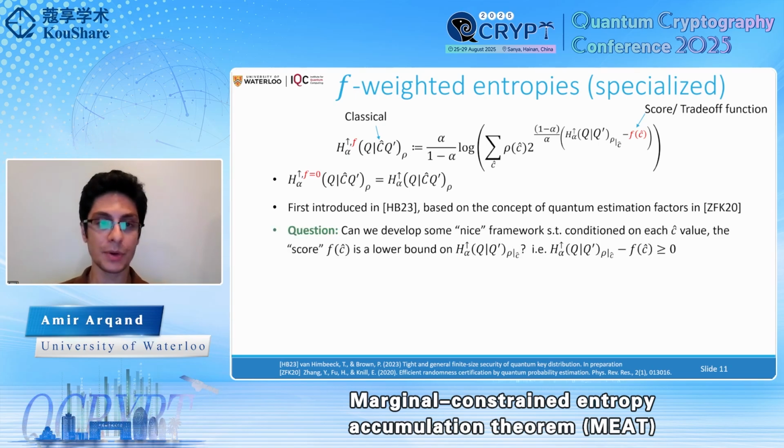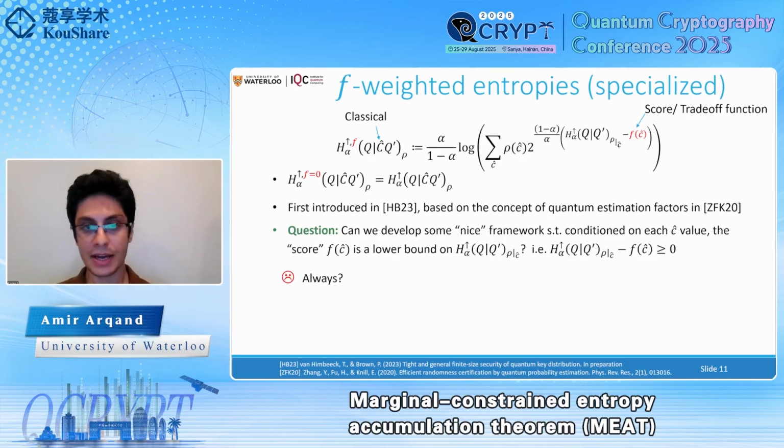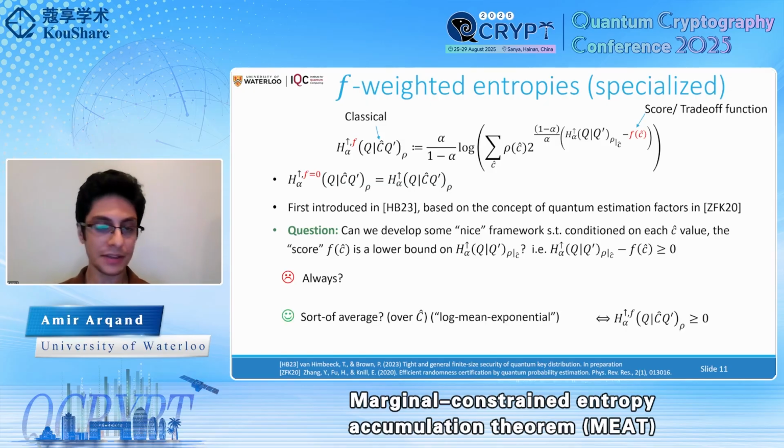And the idea behind it was to develop a framework such that, conditioned on each value of C, these score functions lower bound the entropic term that appears in the exponent. It turns out that having a framework such that these score functions bound the entropic term is always really difficult. So we couldn't come up with that, but hopefully, luckily, we managed to make it work in some sort of average sense. In other words, it can be shown that non-negativity of these F-weighted entropies is equivalent to having these score functions lower bound the entropic term in the exponent in a log mean exponential sense. So it is some form of average.